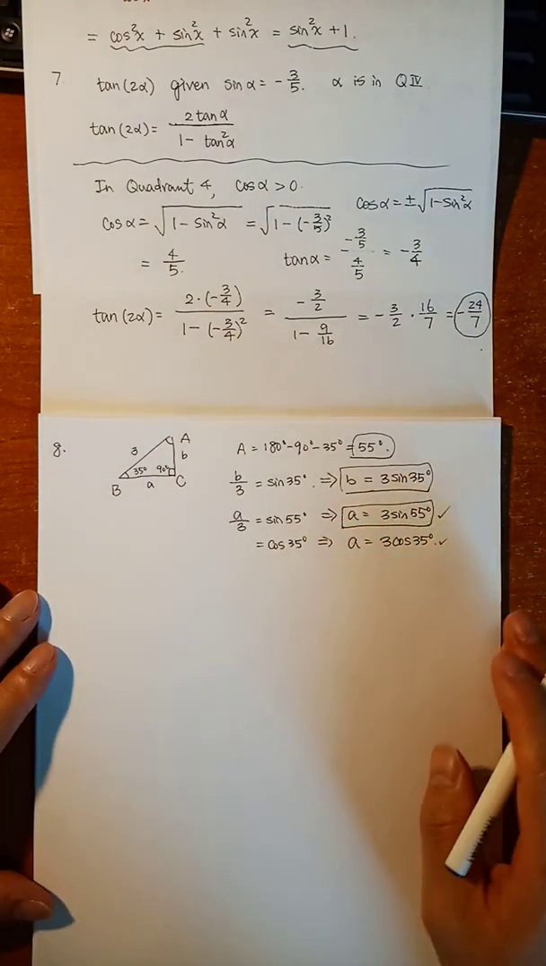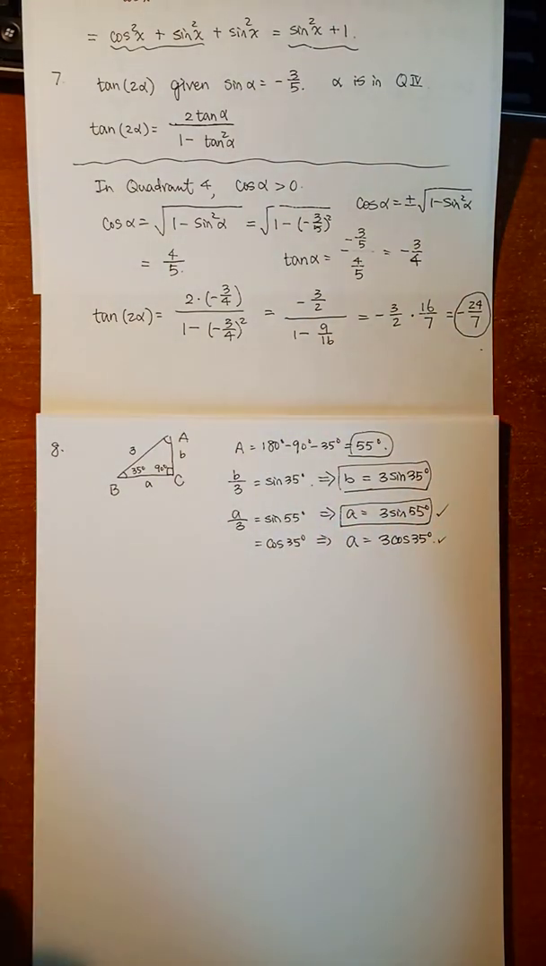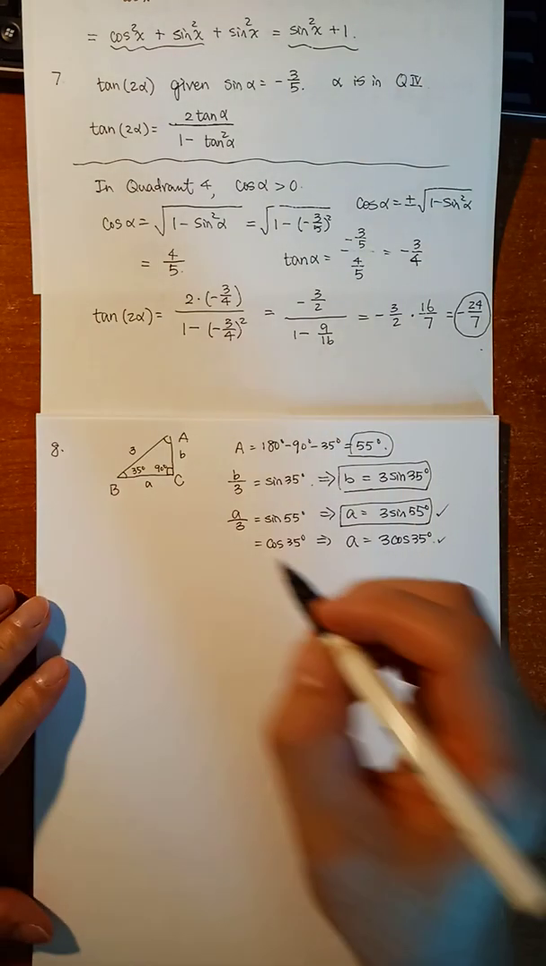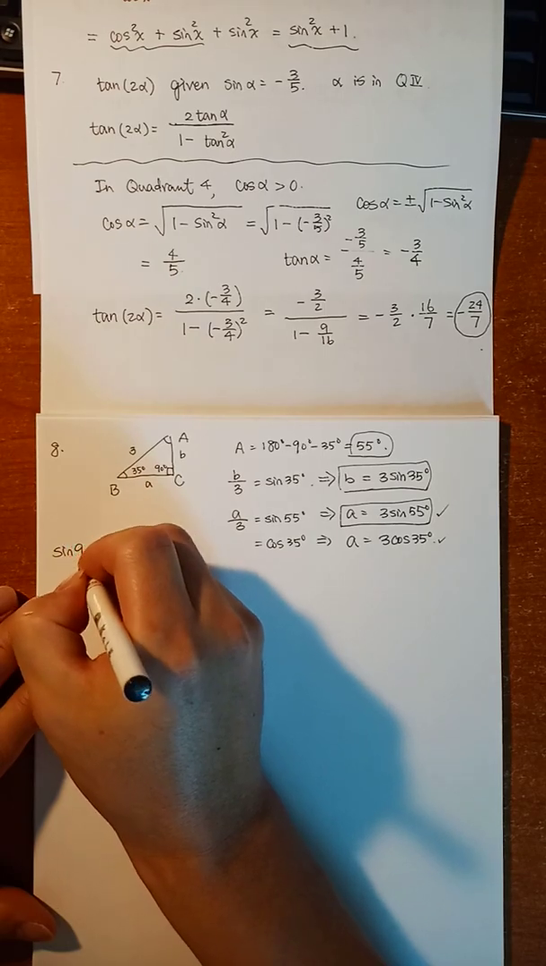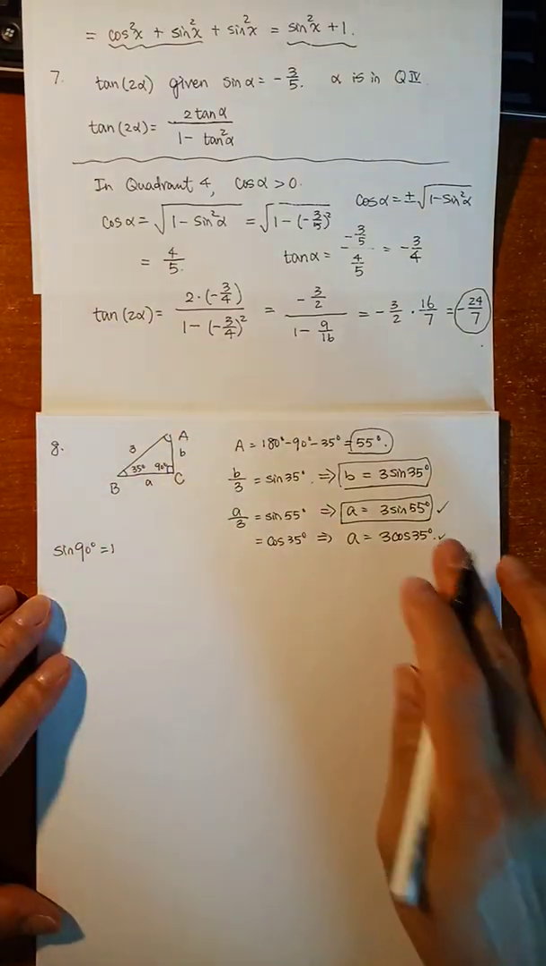Of course, you can use the law of sine. Then you will have sine 90. Remember, sine 90 degrees is equal to 1. So actually, you have the same thing.